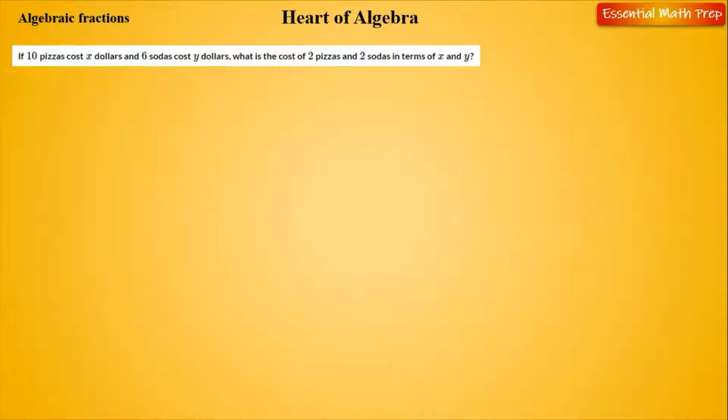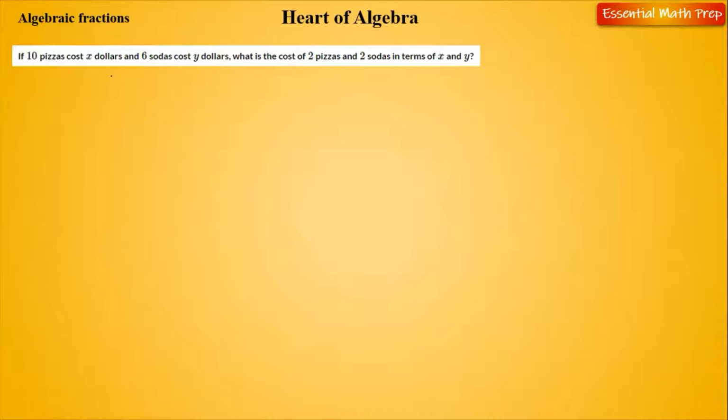If 10 pizzas cost X dollars, and 6 sodas cost Y dollars, what's the cost of 2 pizzas and 2 sodas in terms of X and Y? Essentially, what the question is asking is how much would this person pay had he or she purchased 2 pizzas and 2 sodas, given how much X amount of pizza and Y amount of sodas cost, all right?